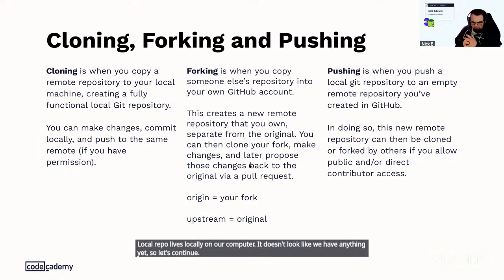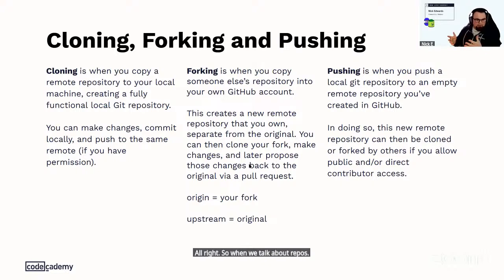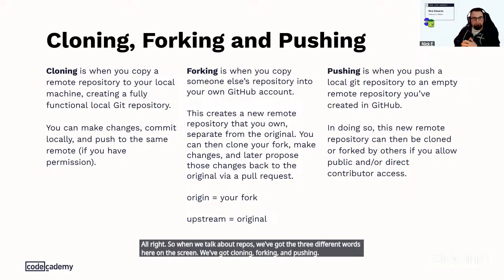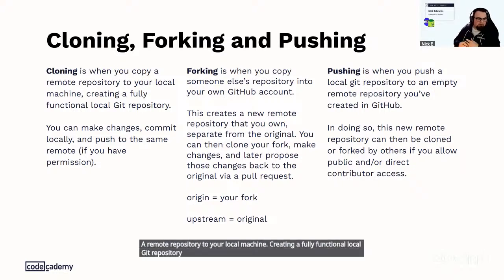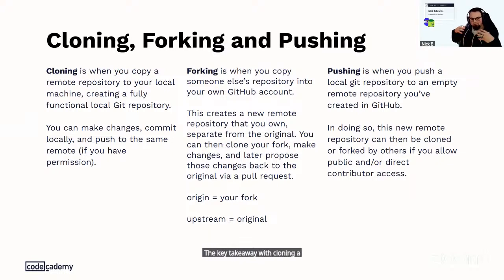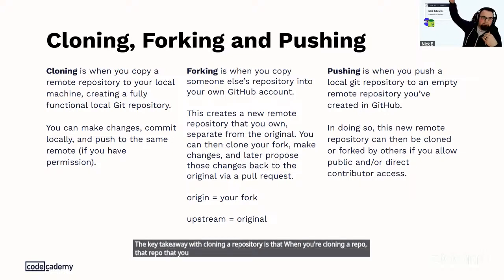All right, so when we talk about repos, right, we've got the three different words here on the screen. We've got cloning, forking, and pushing. Cloning, starting on the left here, cloning is when you copy a remote repository to your local machine, creating a fully functional local Git repository. You can make changes, you can commit locally, and you can push to the same remote if you have the permission to do so. The key takeaway with cloning a repository is that when you're cloning a repo, that repo that you cloned from, that's going to be your remote, right?